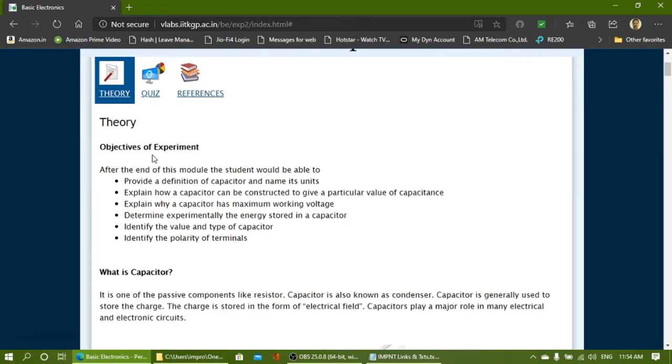you will get the objective of the experiment, where the definition of capacitors and the names of its units are provided. Explain how a capacitor can be constructed to give a particular value of capacitance, explain why the capacitor has a maximum working voltage, determine experimentally the energy stored in capacitors, and identify the value and type of capacitors and the polarity of the terminals.